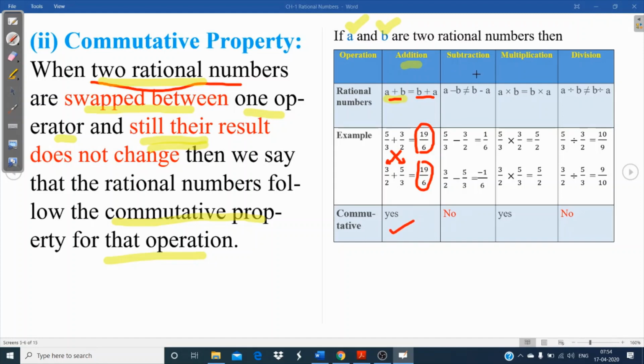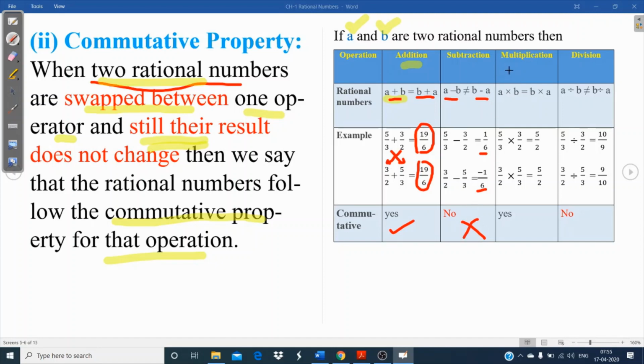Now we'll see subtraction. Again, two different rational numbers are there, a and b. If we do subtraction, a minus b will not equal b minus a. When you are subtracting a minus b, you get the result 1 by 6. Now if you interchange the numbers, you will get minus 1 by 6. That's why it does not hold.